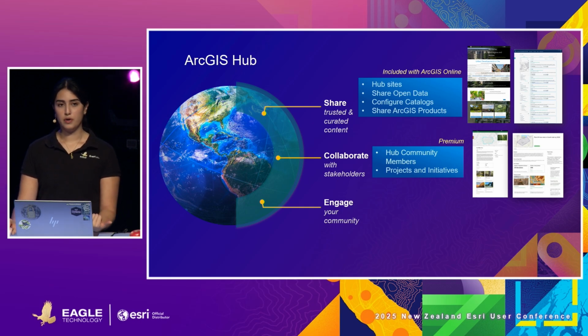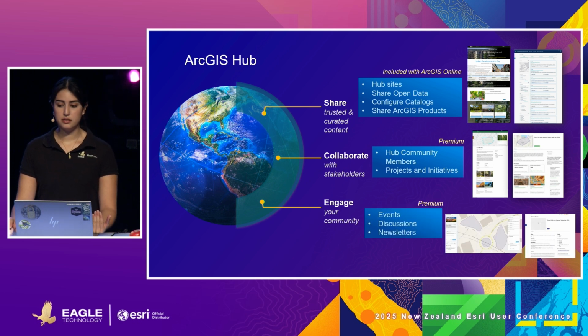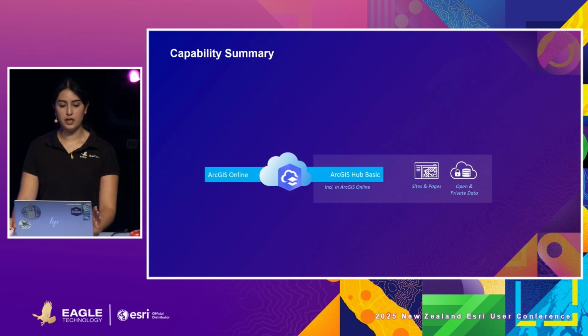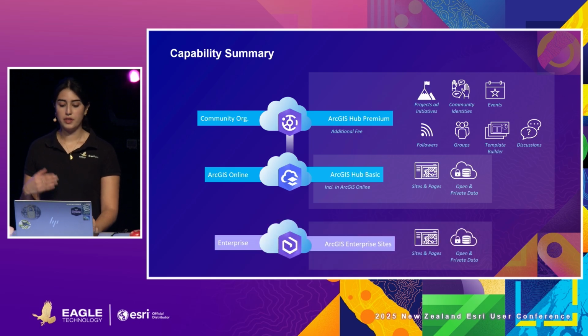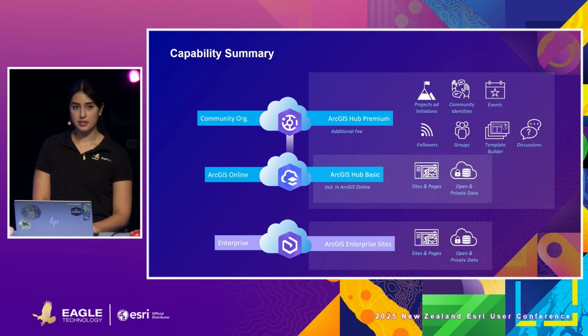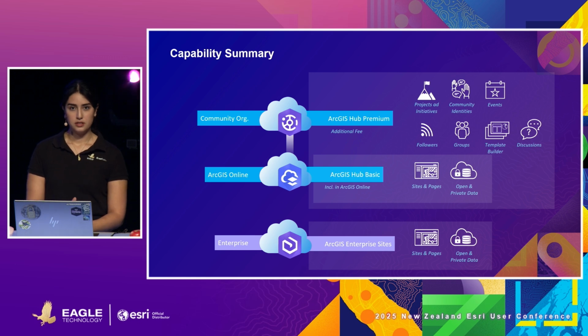And there's also other capabilities like projects and initiatives, as well as events and discussions and discussion boards and newsletters, which are coming soon. So there's a lot you can do in ArcGIS Hub, but here's a capability summary. Again, with Hub Basic, which everyone has access to, you can create sites and pages and create open data sites. And then with Hub Premium, you get all these different capabilities.